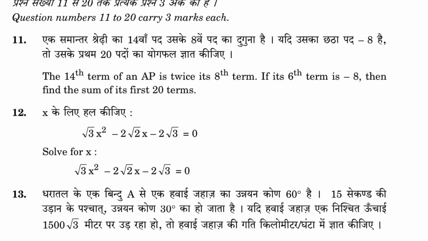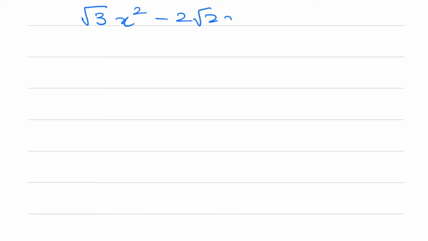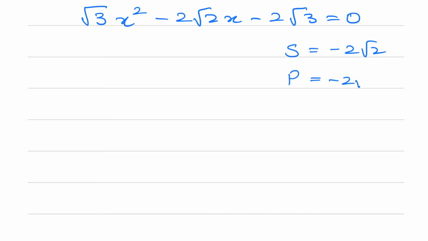Question 12. We have to solve for x. In this question, we are given a quadratic equation, root 3 x square minus 2 root 2 x minus 2 root 3 is equal to 0. So we need to split the middle term, where the sum of the two numbers should be minus 2 root 2 and the product has to be minus 2 root 3 into root 3. So the product has to be minus 6. So we can think of the numbers as minus 3 root 2 and root 2. The product is minus 6 and the sum is minus 2 root 2.